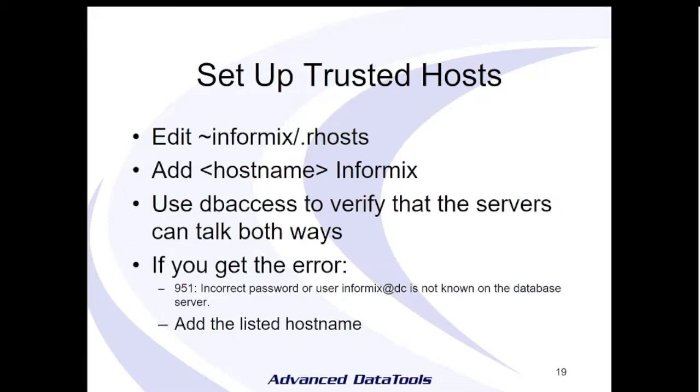What I always do, once I set up the trusted host, is I use DB access, go to connect, and make sure I can connect to the remote server. I should be able to see the database I'm expecting, and I should be able to do the same the other direction. If you get the error, incorrect password or user is not known to the database server, the @ and then the server name is what it is coming in as. So you can see if it's coming in as the fully qualified name, the short name. I had one client where it started just coming back with the IPv6 address. It just depends on your environment, how the reverse DNS lookup happens.